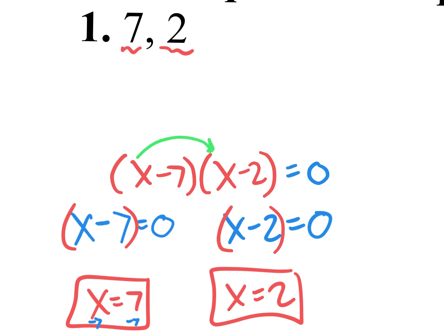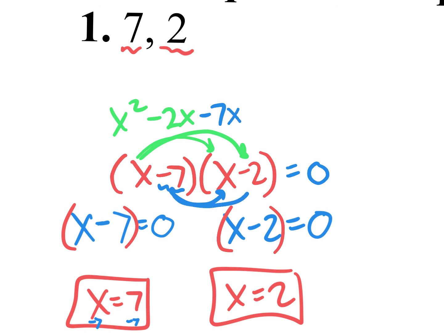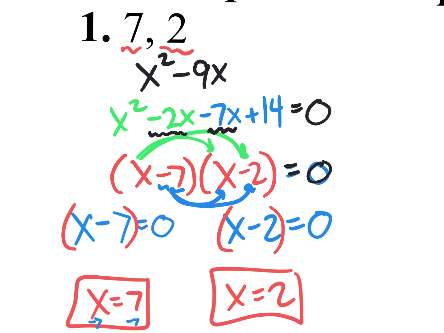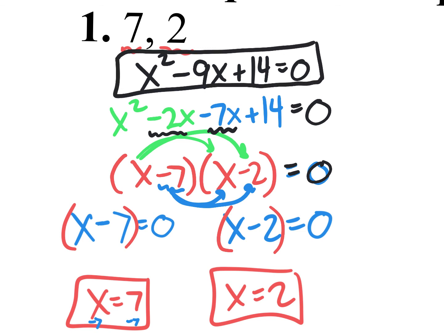So if I went x times x, that is x squared. X times negative 2 is negative 2x. And then negative 7 times x is negative 7x. And then negative 7 times negative 2 is positive 14. And of course, you still have this equals 0 out here. Last but not least, let's combine the like terms in the middle. So you have x squared minus 9x plus 14 equals 0. And ladies and gentlemen, we now have the quadratic equation that actually produces the answers 7 and 2. Right? So it's doing everything backwards as opposed to forward.